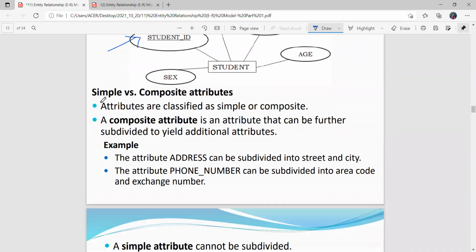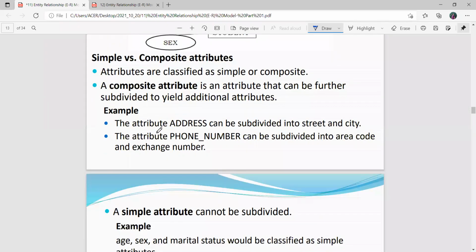Then let's move into simple and composite attributes. So when we consider about attributes, we can classify these attributes into two groups as single, that means simple, and composite. When we consider about the composite attribute, it is an attribute that can be further subdivided into many attributes or additional attributes. So as an example, you can see this one.